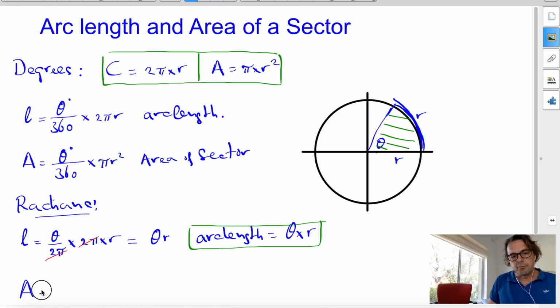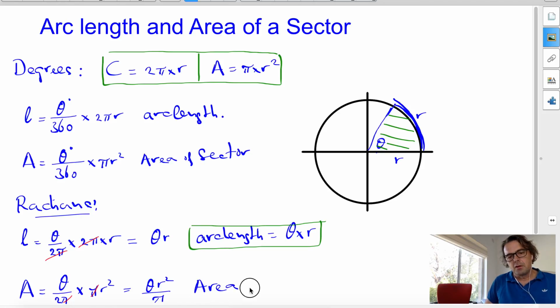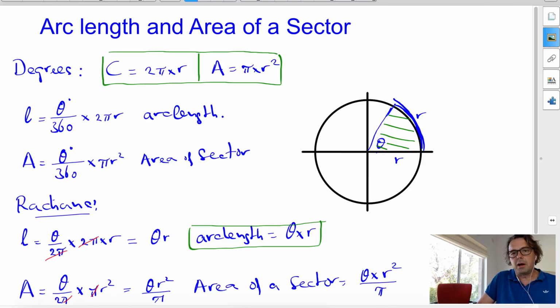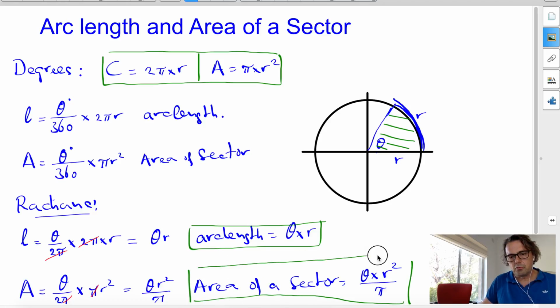The area of a sector is similar: theta over 2 pi, which is full circle, multiplied by pi r squared. This time the pi cancels out, just a pi. So we have theta r squared over 2. The area of a sector is the angle in radians multiplied by the radius squared over 2. So 2 new formulae to work with.